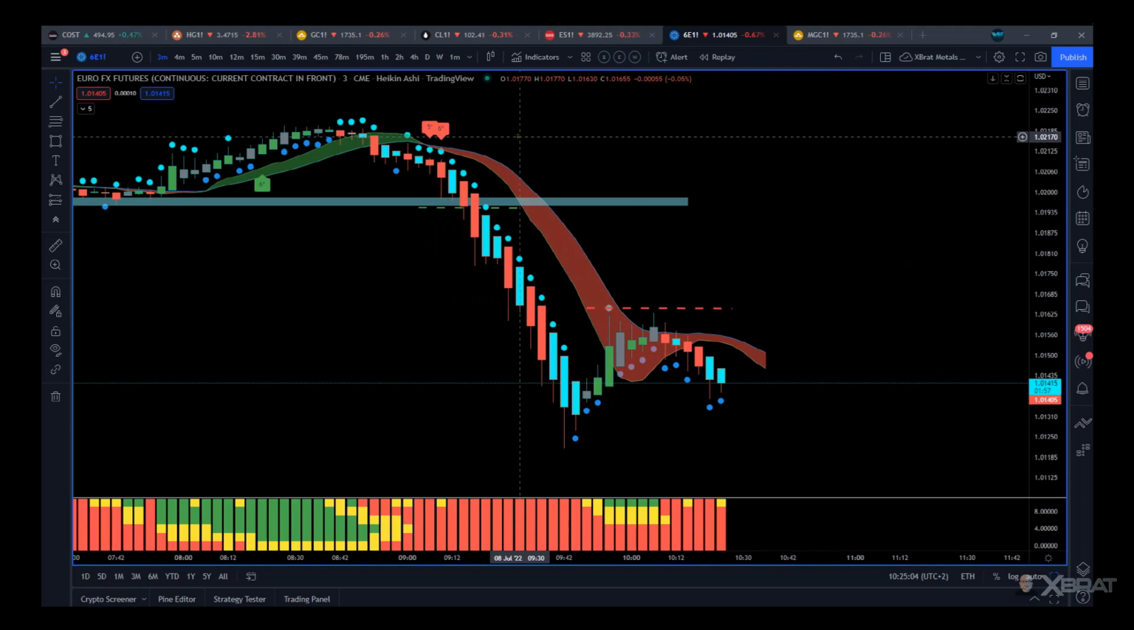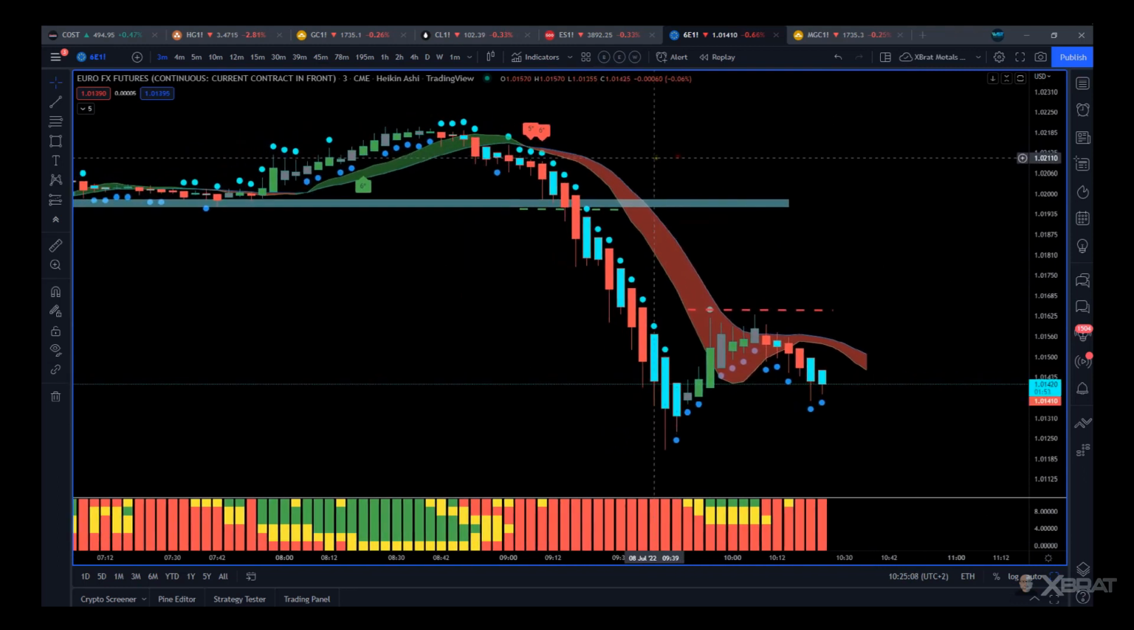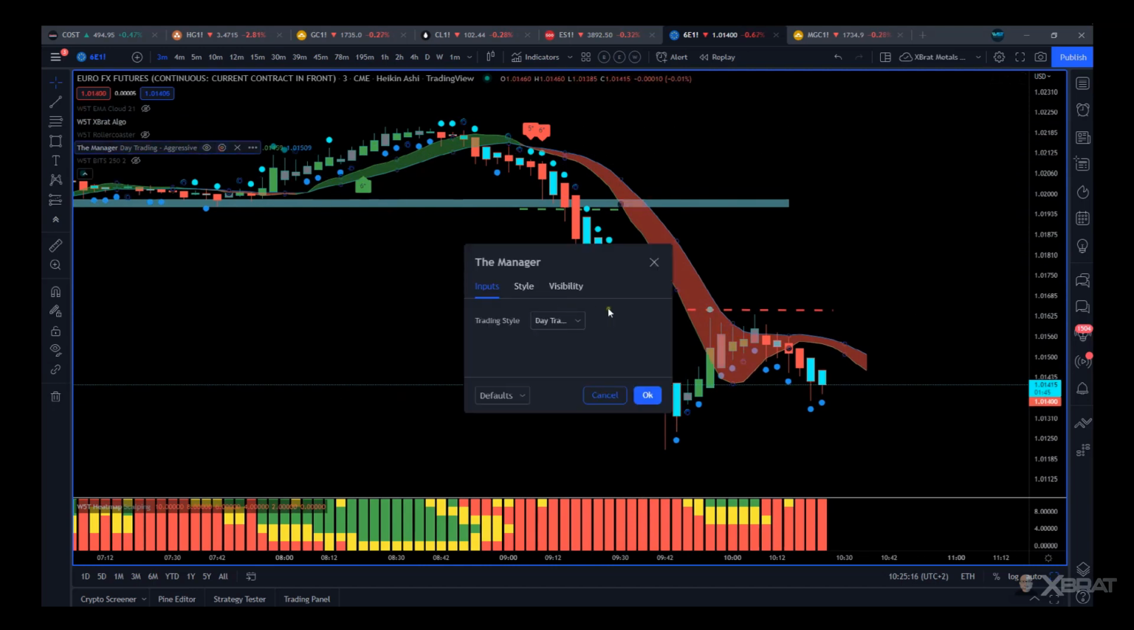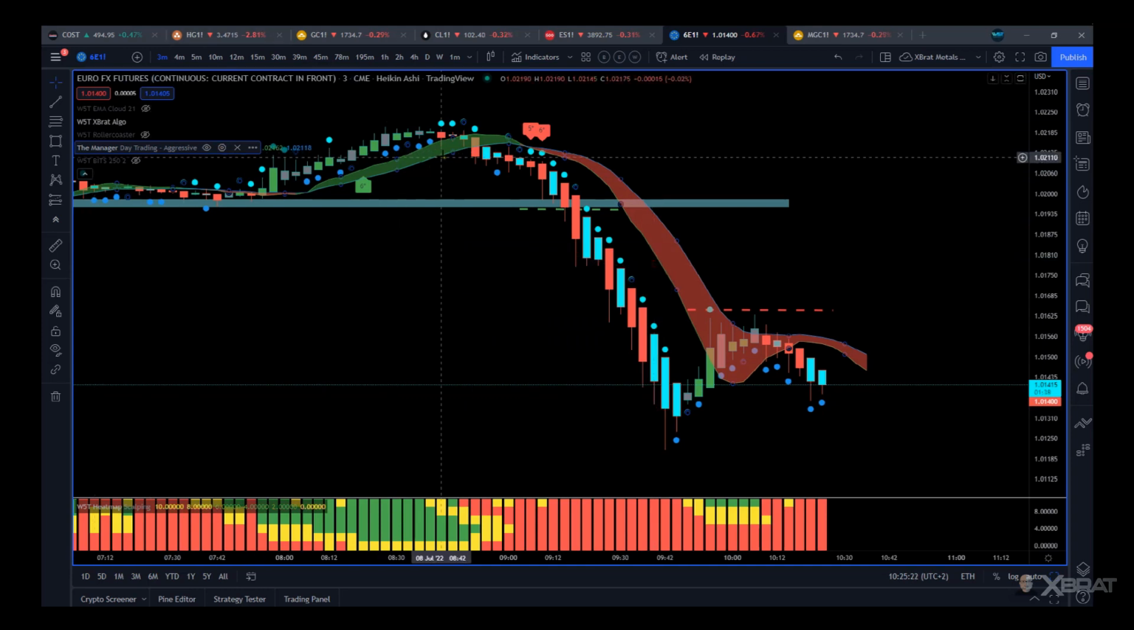Announced it on the Discord group for our users for the software. And just a little bit of a nudge from me on how to manage that trade with the manager, getting it on aggressive. With the manager, we can have this on day trading, aggressive, moderate, conservative, and swing trading. But this is a 3-minute, a 6-star XBRAD algo, so we've got to be aggressive with this type of trade. We're locking in 62 ticks now.